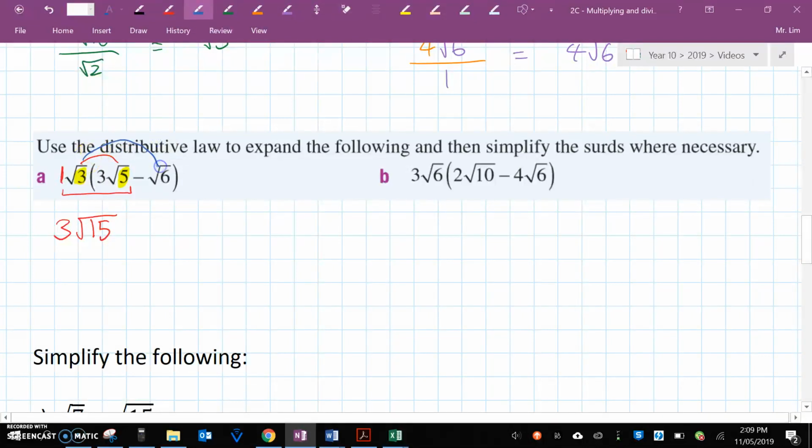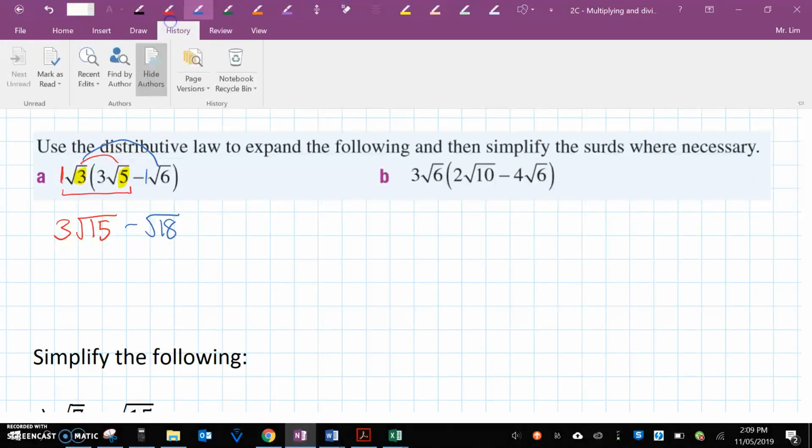Let's expand this way now. 1 times minus this, a 1 out here. 1 times minus 1 is minus 1. Root 3 times root 6 is root 18. Now, can we split 15 or 18 into two factors where one of them is a square number? Well, it seems like we can't do it for 15, but we can do it for 18 because we can split 18 into 9 and 2. So I'm just going to split that.